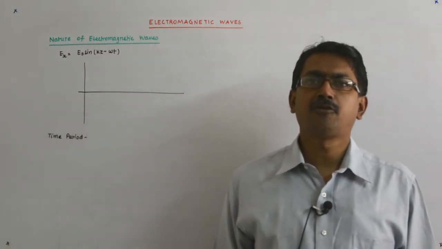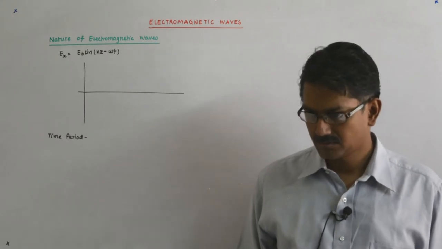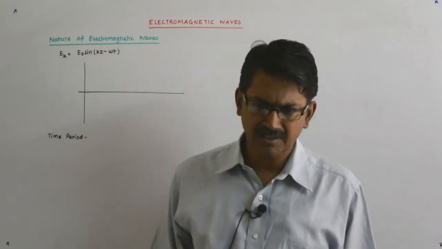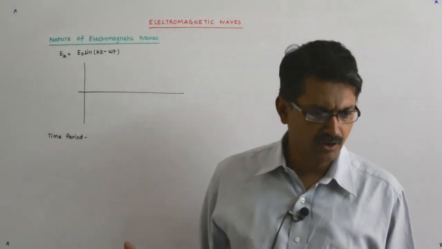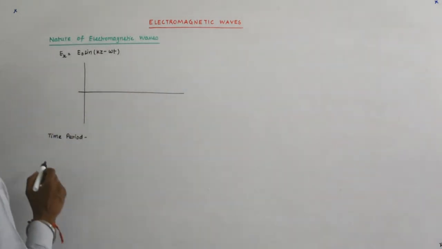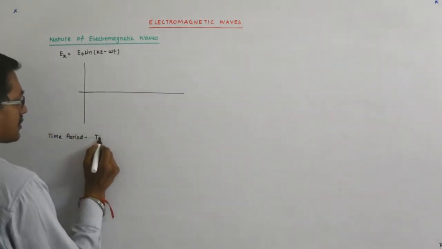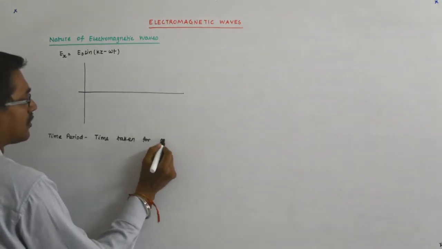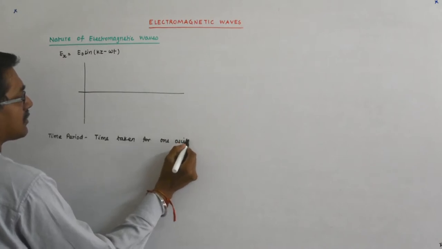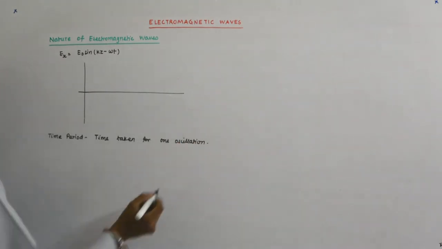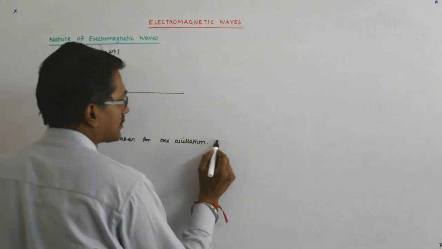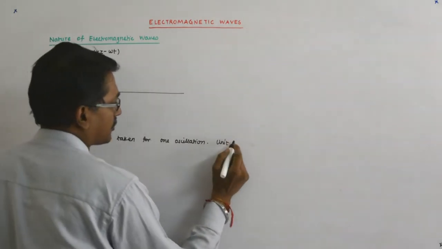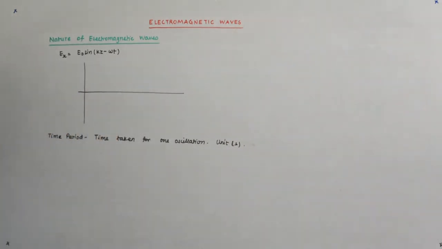The time taken for one oscillation, correct? The total time taken for one oscillation is something that is called time period. This is the conventional thing that you are being taught over and over again. So time period is the time taken for one oscillation. Unit is second. Extremely sorry.